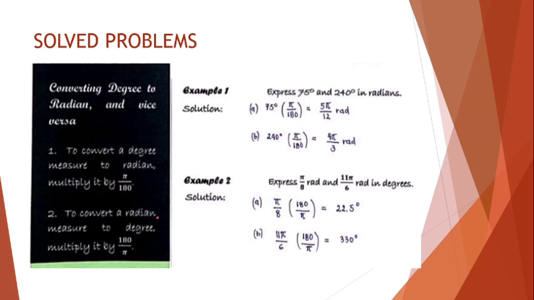Now, example 1. Express 75 degrees and 240 degrees in radians. Ngayon, minultiply na, so we have 75 pi over 180. Lowest term ito, and same as nandito. Okay, multiply, then simplify, ganun lang. Paano po simplify? Lowest term. Paano po siya naging ano?